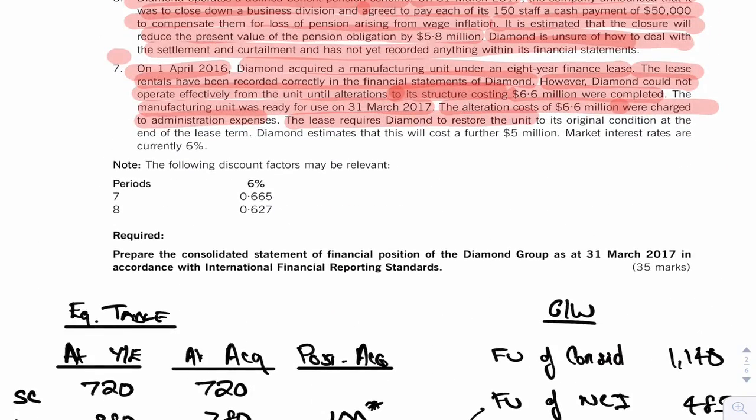The lease requires us to restore it to its original condition. So, yeah, at the end of the lease term. And the end of the lease term now is in 5 years' time. They estimate that the restoration will cost a further 5 million. So that 5 million, I need to discount down. It's 5 years. In 5 years, no, not 5 years' time, 7 years' time. It's an 8-year lease, isn't it? And 1 year's gone. So 7 years. So I use the 7-year discount rate.